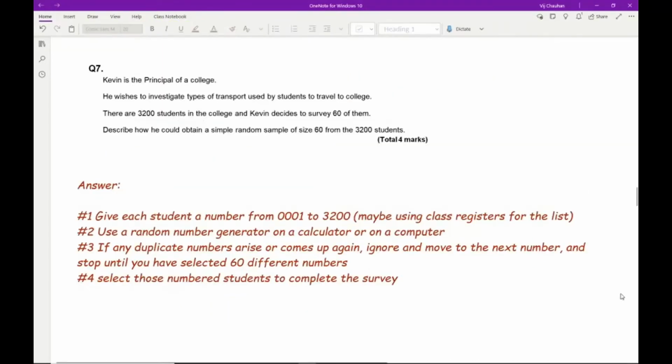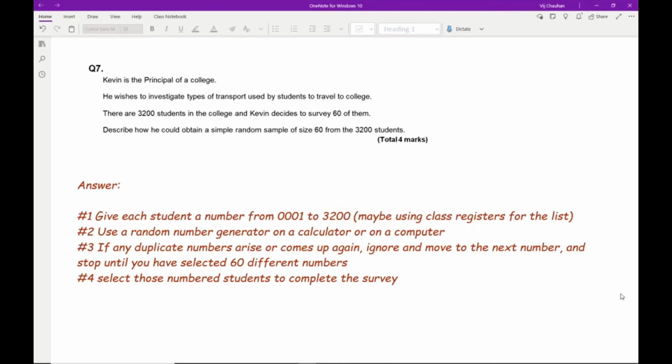Now when we get to question 7, this is more of a sampling question. So the question reads, Kevin is a principal of a college. He wishes to investigate types of transport used by students to travel to college. There are 3,200 students in the college, and Kevin decides to survey 60 of them. Describe how he could obtain a simple random sample of size 60 from the 3,200 students.